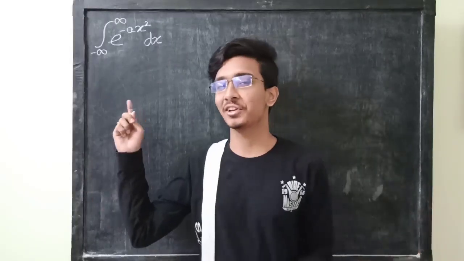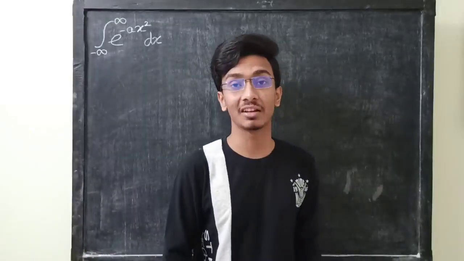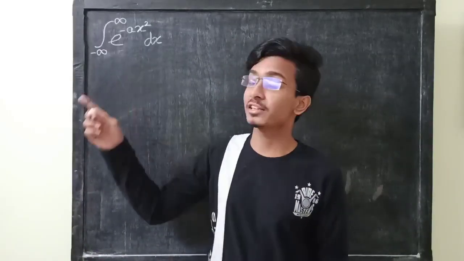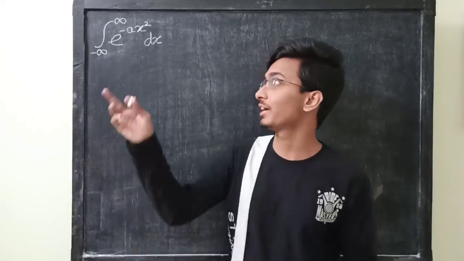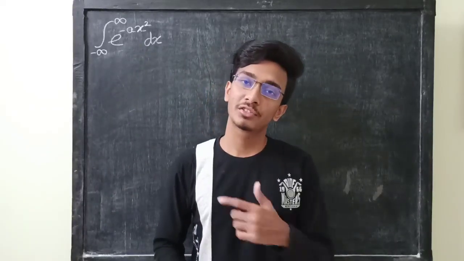So what we have here today needs no new introduction. This is the famous Gaussian integral, and this is a more generalized form because in the original one the value of a just equals 1. So at first let's talk about the history of this integral.